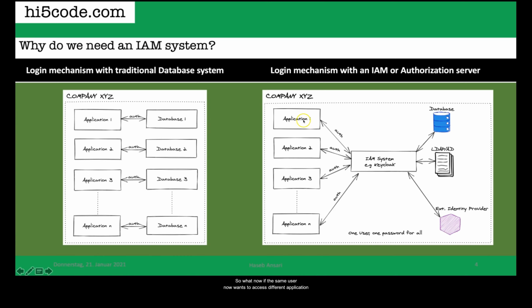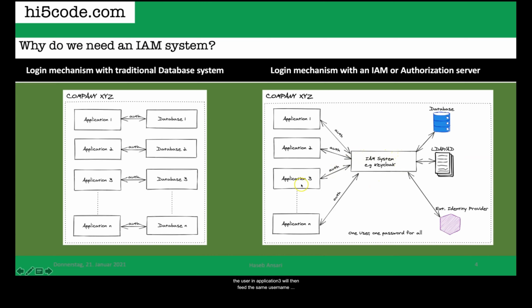So what now if the same user wants to access a different application? Again, he will go to that application, let's say application 3, and request the protected resources, and this time also he will see the same login page. So we will not have different login or registration implementations throughout the scope of this company XYZ if all the applications are connected to this IAM system.